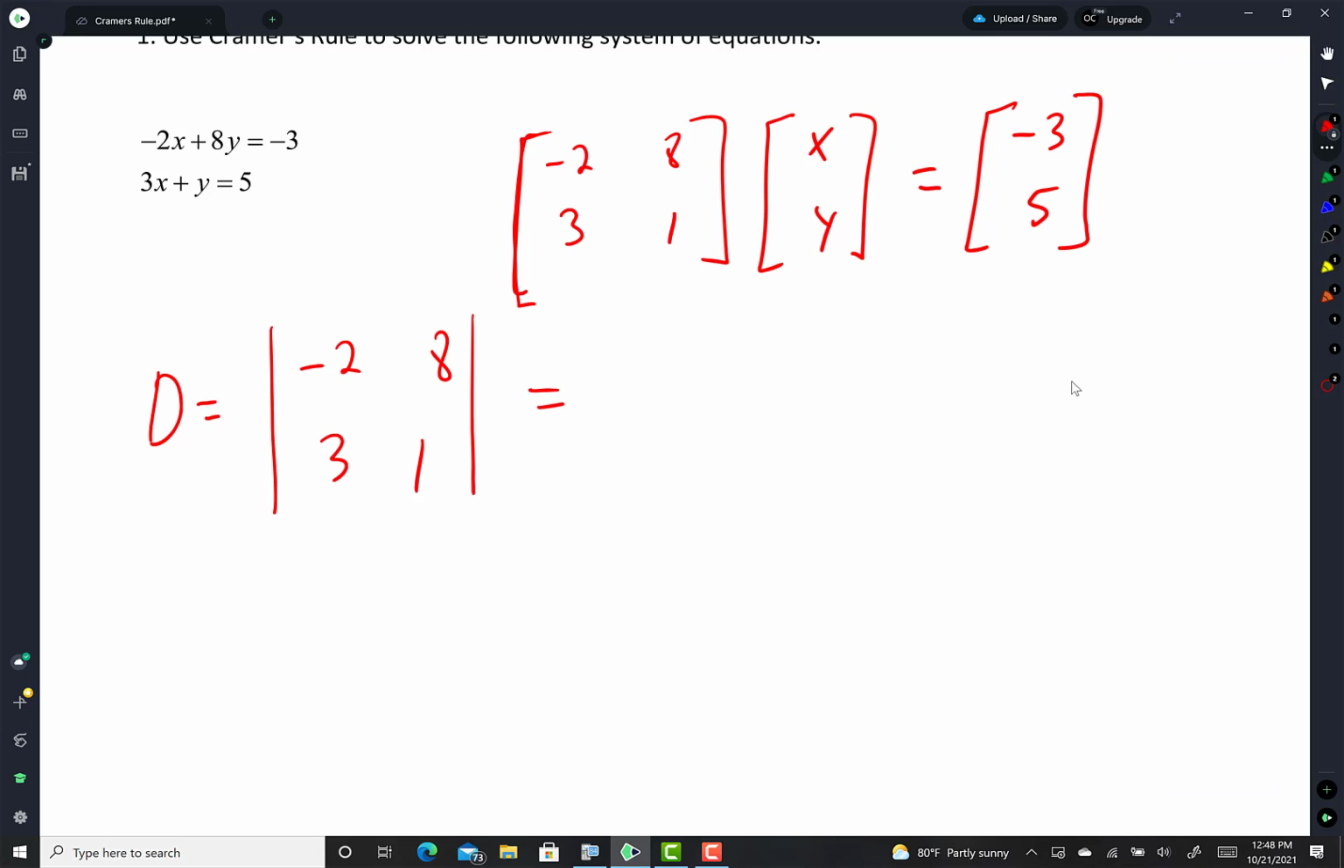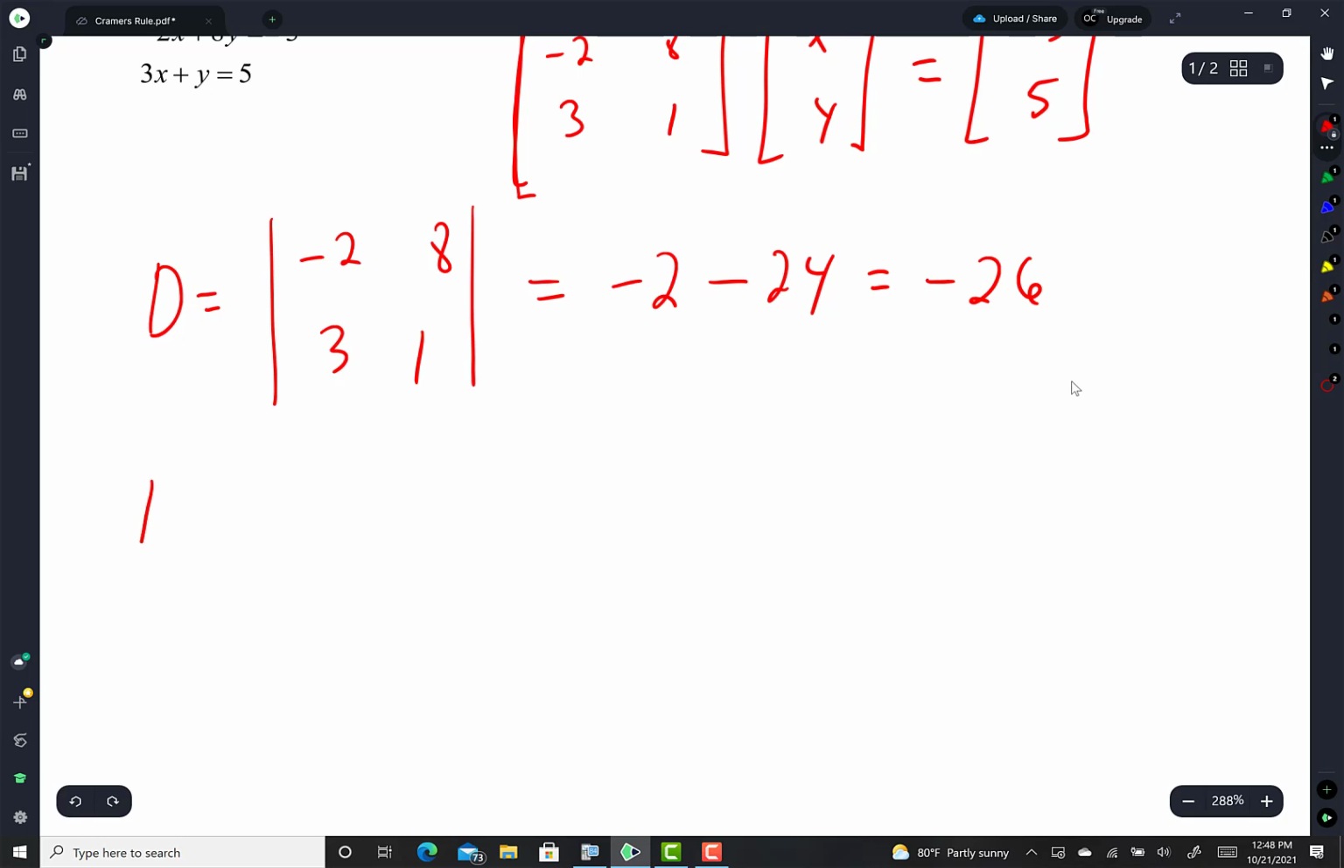Try to do these by hand, guys. -2 times 1 is -2. Minus 8 times 3 is 24. So -2 minus 24 is -26, that's the determinant. Cool or not cool?